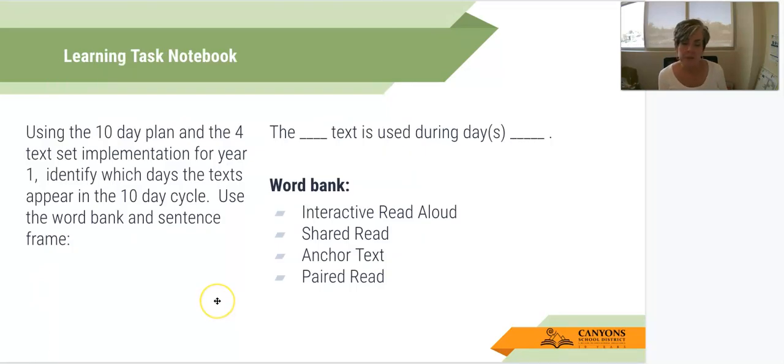So I want you to go into your learning task notebook now and use that 10-day plan that we just looked at and the 4 piece of text sets. So those are the sets that we are implementing for the year. Identify which days the texts appear in the 10-day cycle. So year 1, we're implementing the 4 pieces of text. And when does the text appear in the 10-day cycle? You're going to use this sentence frame. The blank text is used during days blank.